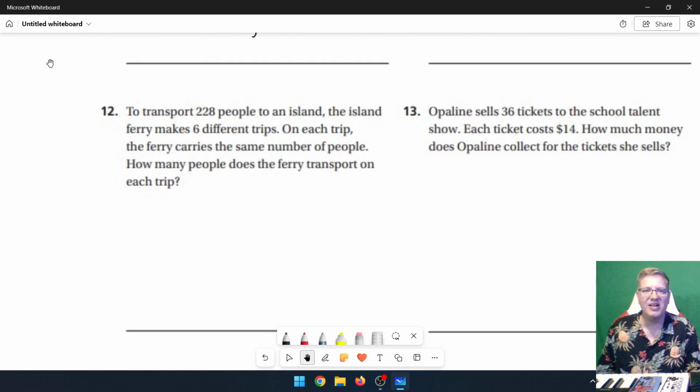For number 12 and number 13, number 13, we need to multiply 36 times 14. For number 12, we are doing a division problem, but the only reason it's different is we are dividing by a single digit number, and we don't need to make a picture for this one. This is just a regular write it out. This one's multiplication.